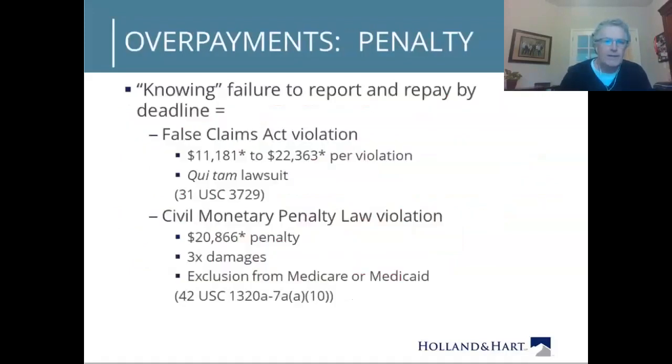If you fail to do that, well, the knowing failure to do that report and repayment converts it into a False Claims Act violation. So you could be subject to all those penalties we talked about earlier, including $11,000 to $22,000 per claim. You can also get hit up with a civil monetary penalty under the Civil Monetary Penalties Law of $20,000 per penalty. You can get hit up with treble damages, and you can be excluded from Medicare and Medicaid. So there isn't any kind of finders keepers rule. That's not the way the government works. If you weren't entitled to that money and you got that money and you know it, you've got an affirmative obligation to repay. If you don't, you can get hit up with all of these penalties.